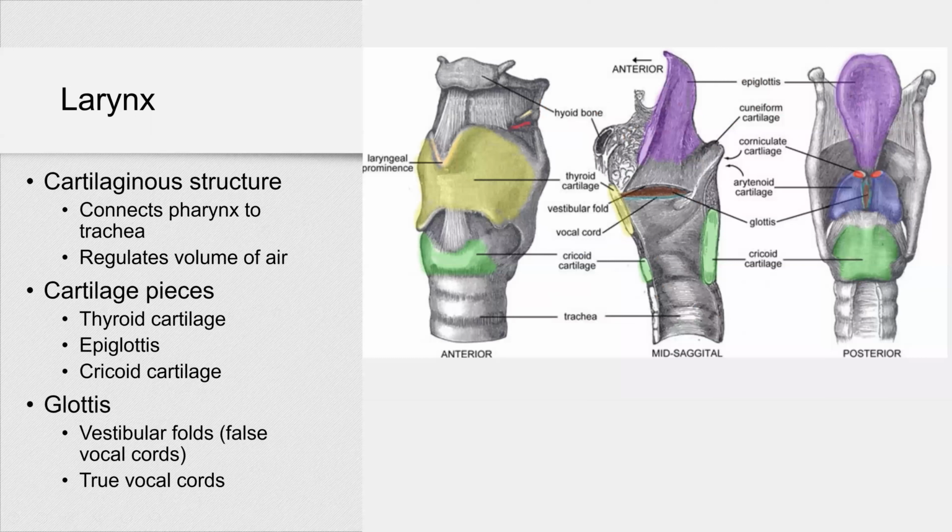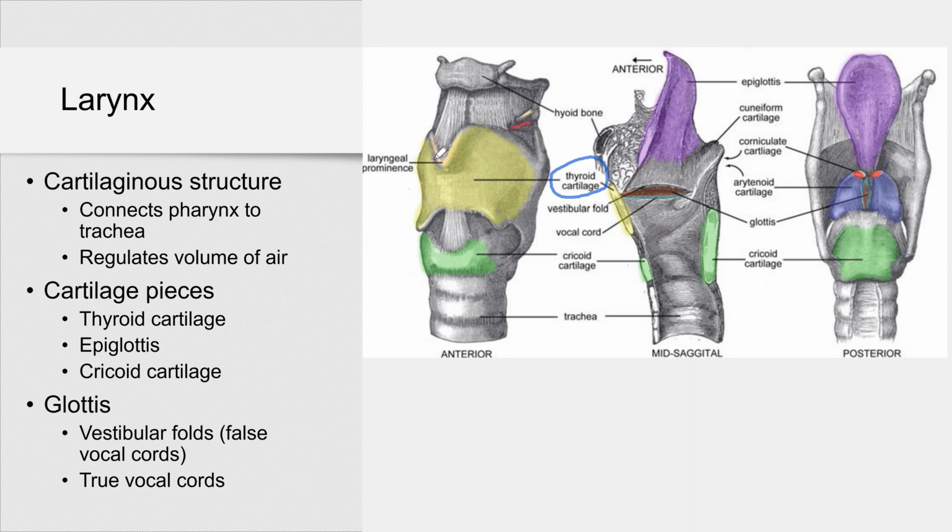And here's our larynx, what in English we call the voice box. It's a cartilaginous structure. It connects the pharynx to the trachea, regulates the volume of air, and it has several cartilages. Some of them are large, some are smaller. So let's look at those cartilages first. This is the biggest cartilage, and this is an anterior view, called the thyroid cartilage.